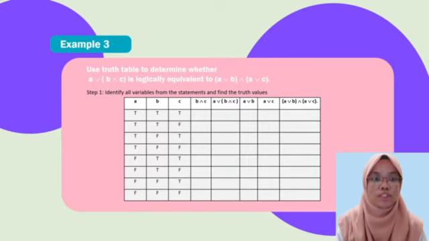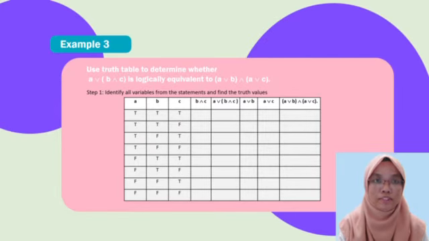Next, I will proceed to example 3. The question asks us to use a truth table to determine whether A or (B and C) is logically equivalent to (A or B) and (A or C). The first step to solve this problem is to identify all the variables from the given statements and find the truth values. First, from these statements, we can identify 3 variables, which are A, B, and C.